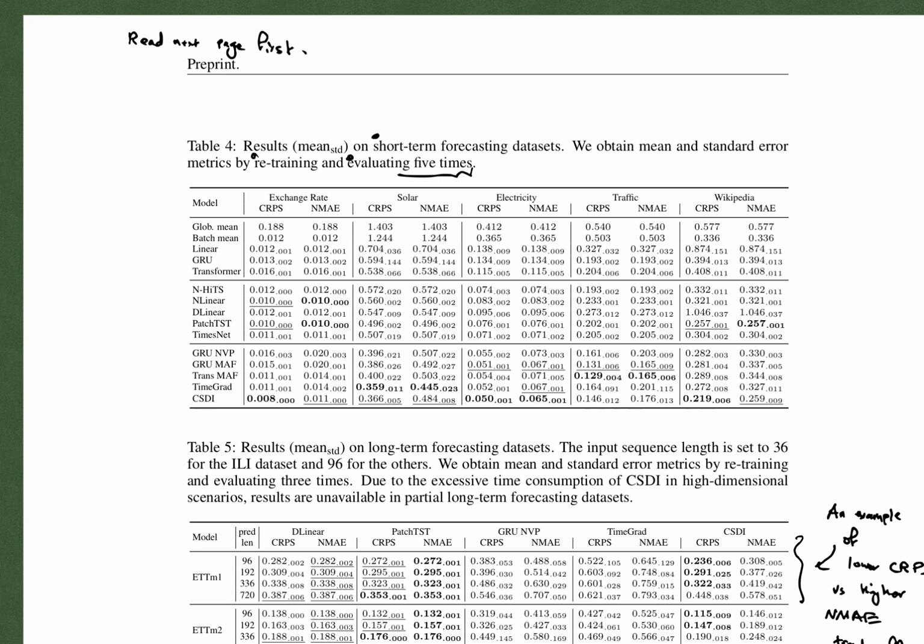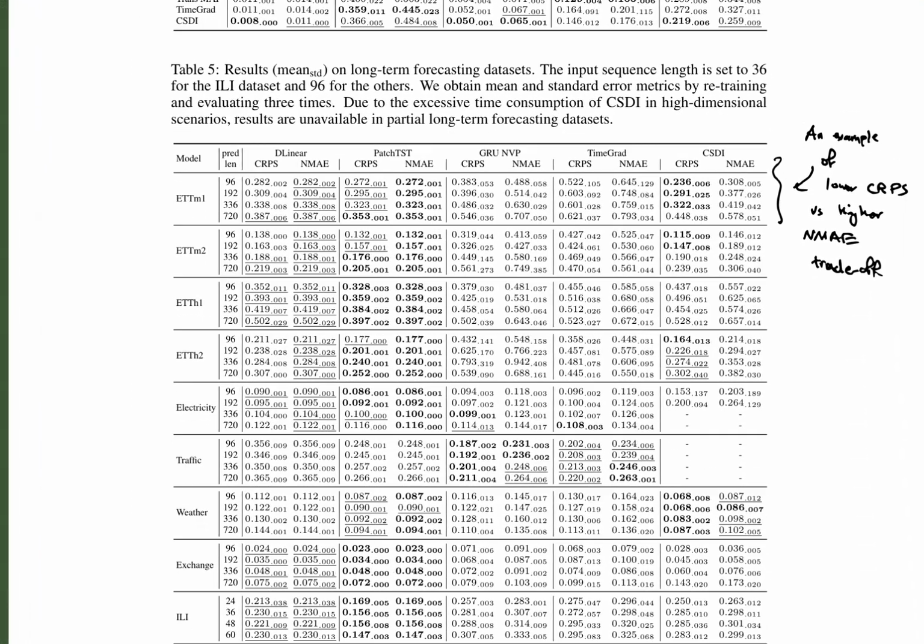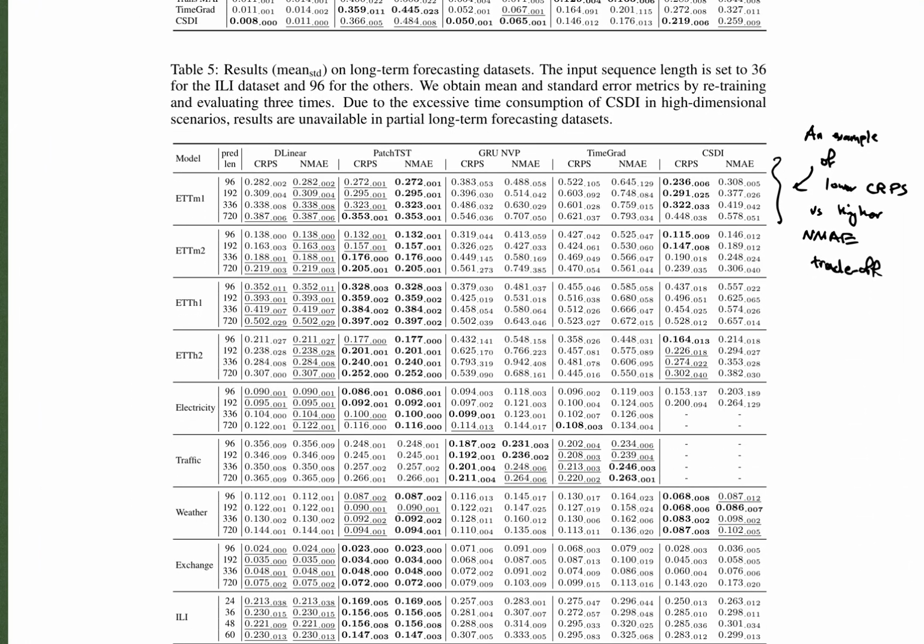You have linear, GRU, transformers. You have these probabilistic methods right here, and you have these methods right here. And you have the data sets on these axes. You can see these probabilistic models work very efficiently in this kind of short-term data sets. Now, going towards the longer-term data, you can see some of the examples here. For example, you have data such as these. You can see that NMAE is not great on the CSDI, but CRPS seems to be the best, and so on and so forth.